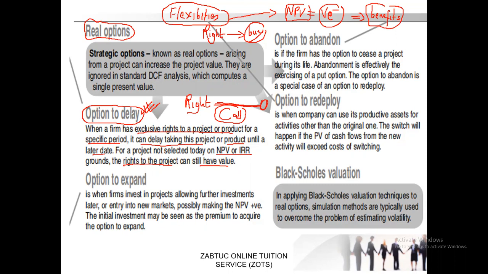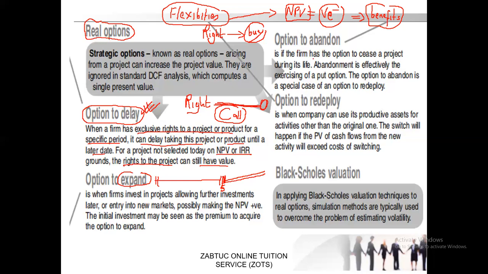The initial investment may be seen as a premium to acquire the option to do what? To expand. So you have got a right to expand, but this right is only after the first project. So imagine this is our project number 1. But after this time, in 5 years' time, you have a right to expand your business, to make a second investment. This right to spend in 5 years' time is like a call option. That flexibility, you can't just leave it like that. No, we can evaluate.